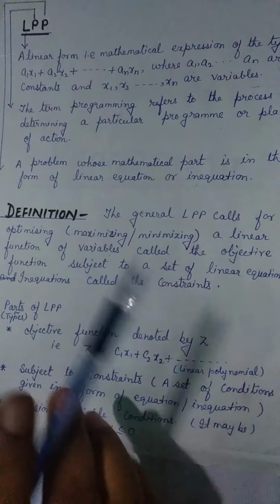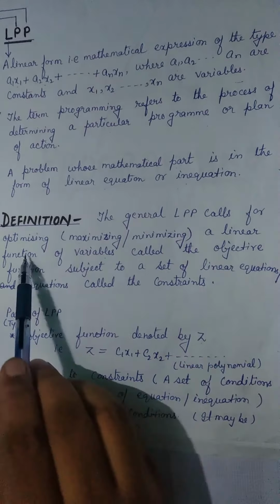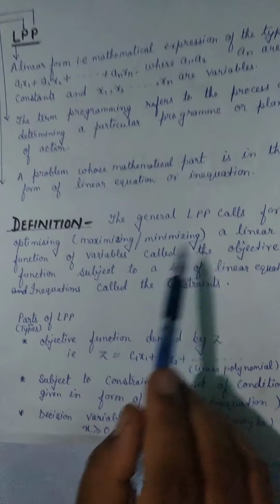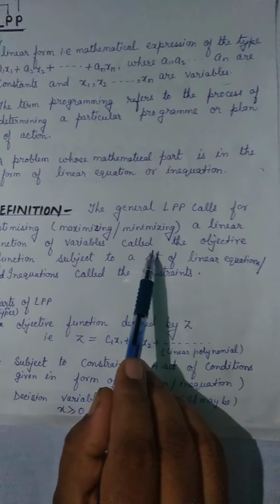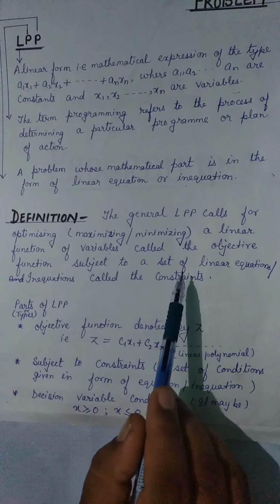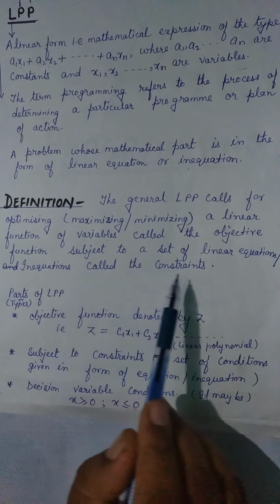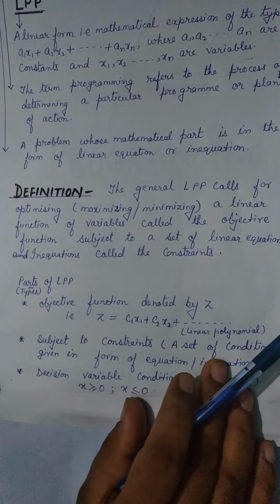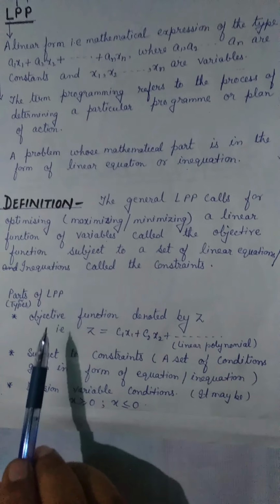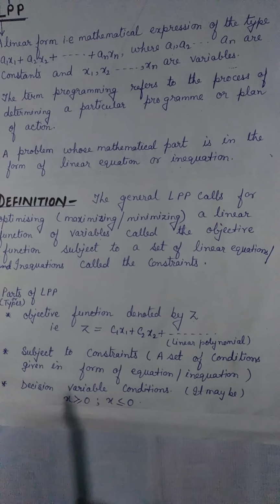Let us see the definition. The general linear programming problem calls for optimizing, means maximizing or minimizing, a linear function of variables called the objective function subject to a set of linear equation or inequations called the constraints. Now let us see the parts of linear programming problem. They are the objective function subject to constraints and decision variable.